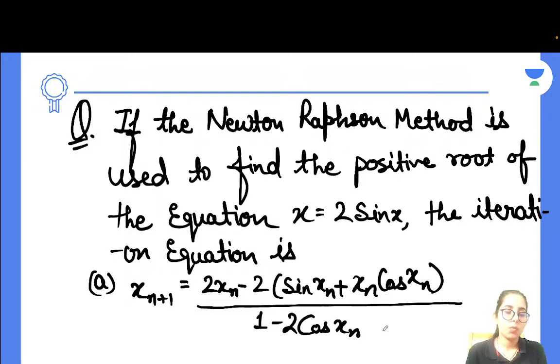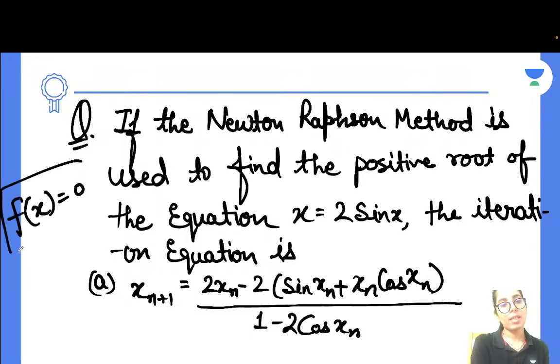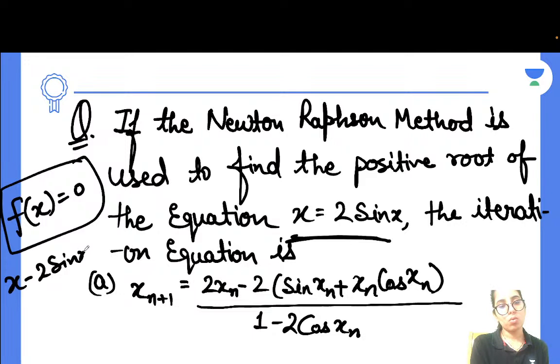Okay. Now, for this one, like we have also done one more question from the Newton-Raphson method. In the same way, you are just going to use the equation x(n+1) = xn - f(xn)/f'(xn). And also remember, whenever you use these equations, you have to have the function in the form f(x) = 0. So if I write it in the f(x) = 0 form, I will have x - 2 sin x = 0.